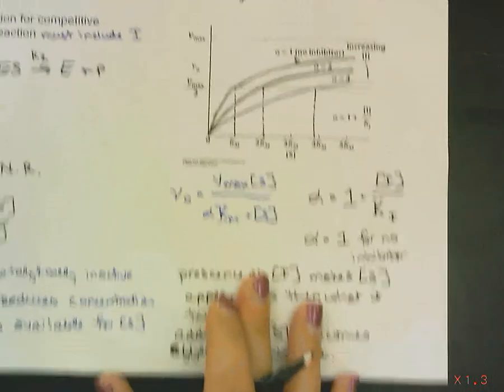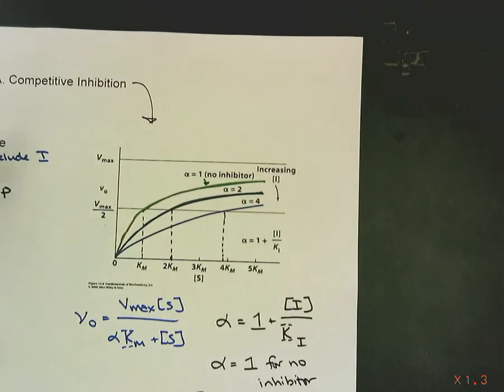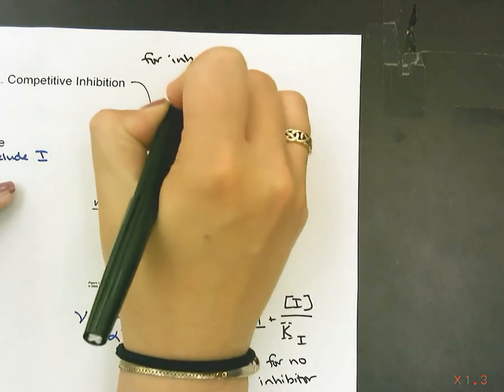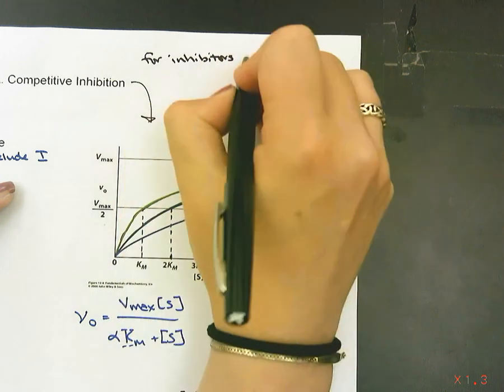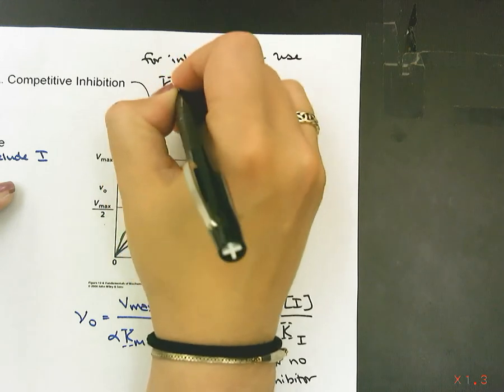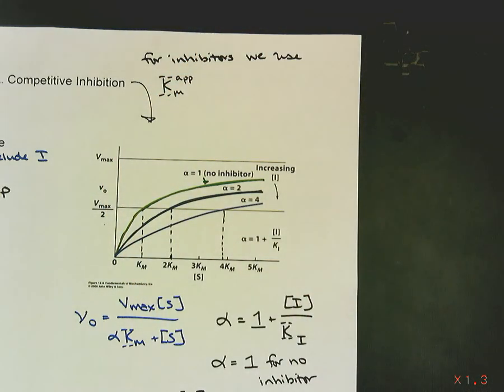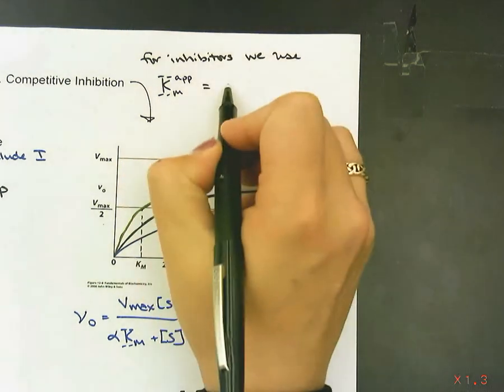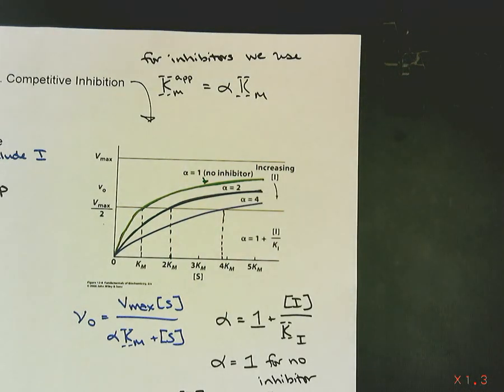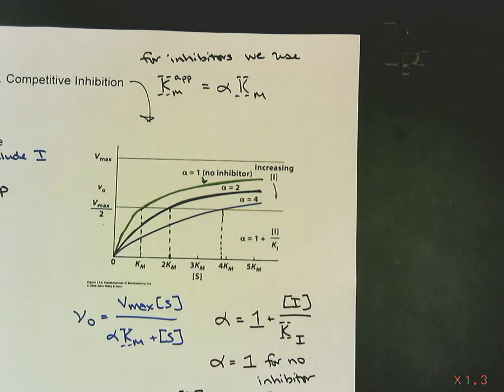Let's see, I guess I'll write this up here at the top. So for inhibitors, we use a different Michaelis-Menten constant. We use the Km apparent, which is equal to alpha times the Michaelis-Menten constant. So looking down here, those two terms together are more appropriately referred to as the apparent Michaelis-Menten constant.